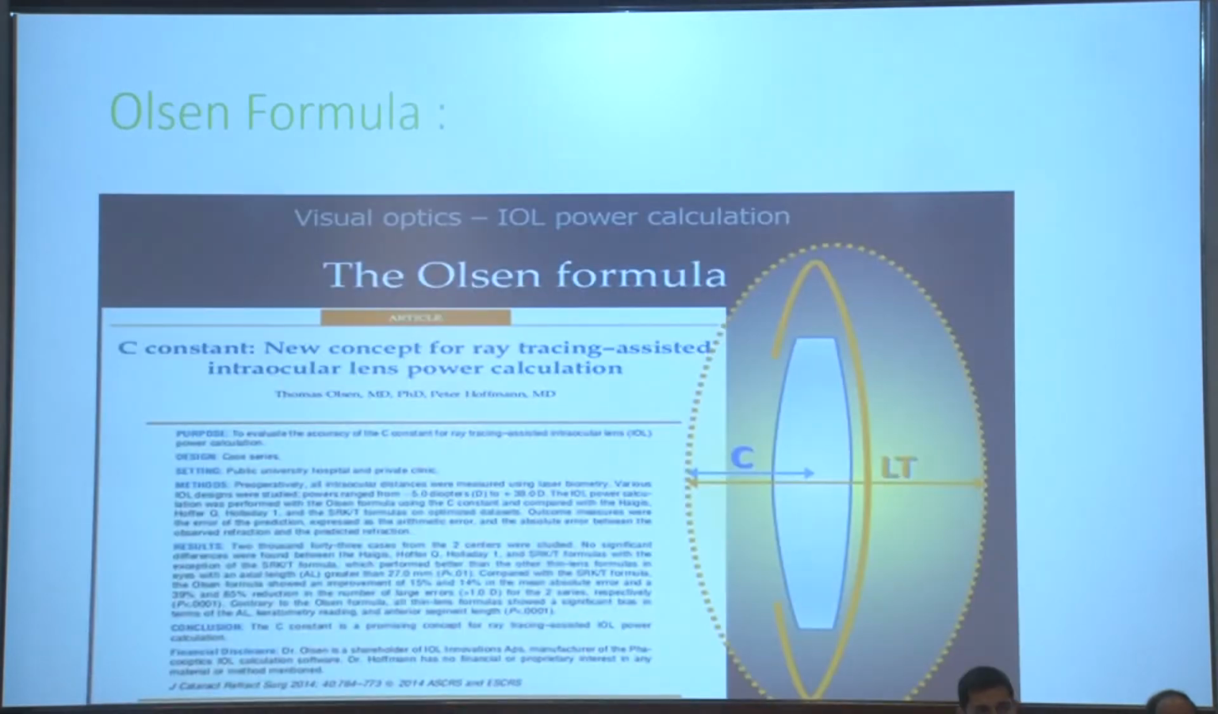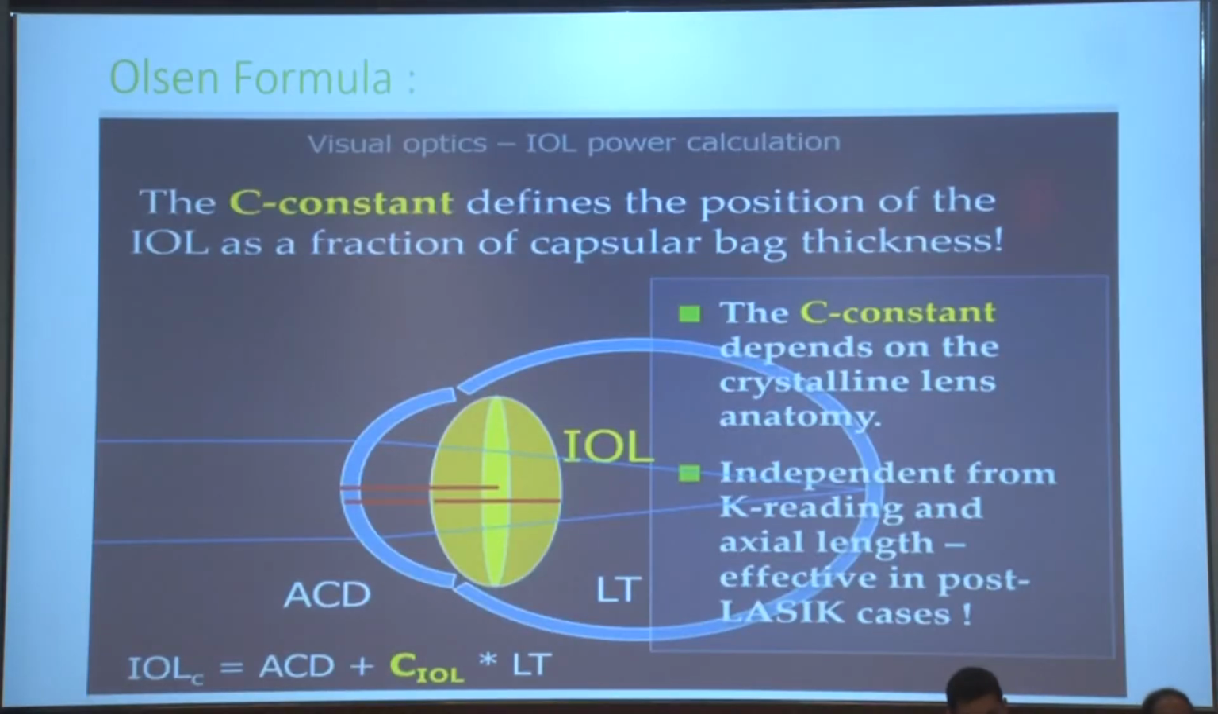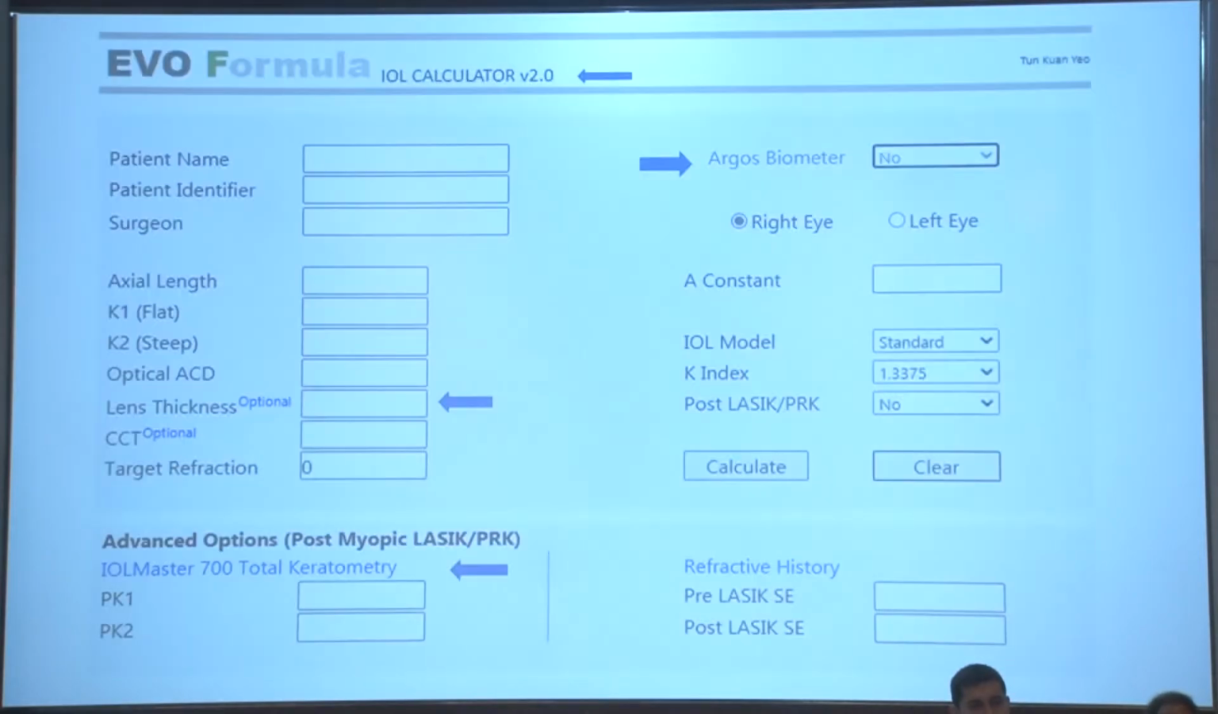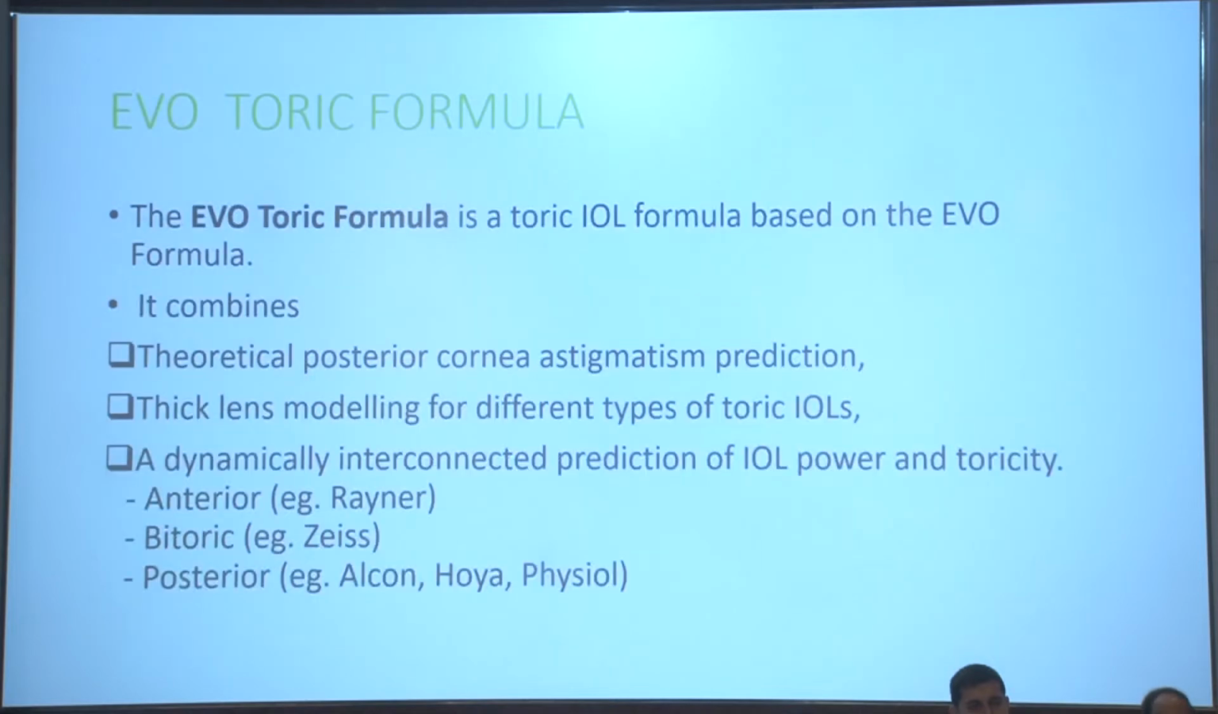So the Olsen formula, which is another ray tracing one, is considering a C constant. The C constant is based only on where the lens will be positioned in the capsular bag. So it is a C constant that depends on the crystalline lens anatomy. It is independent of the keratometry reading and the axial length. So it is more effective in post-LASIK formulas. Another formula which is coming up is the EVO formula, based on the theory of the emmetropia factor. It is a very good calculator. It has an option for post-myopic LASIK or PRK also.